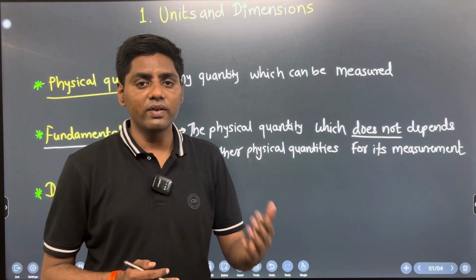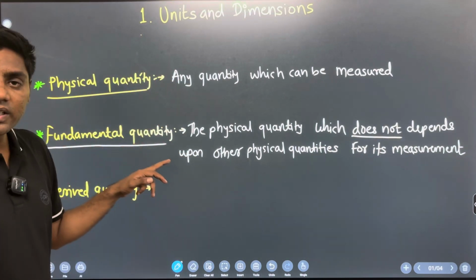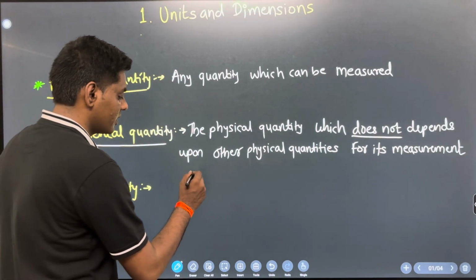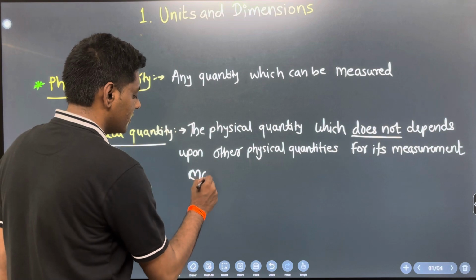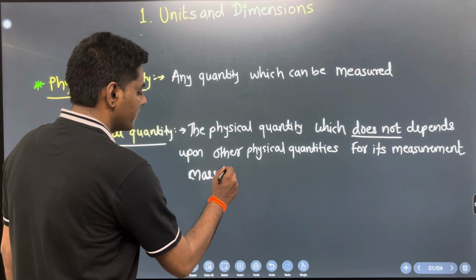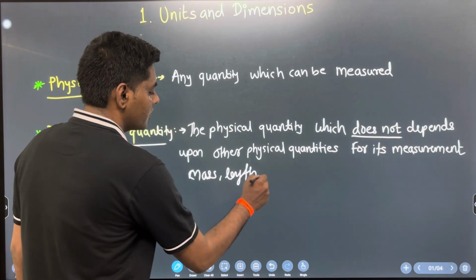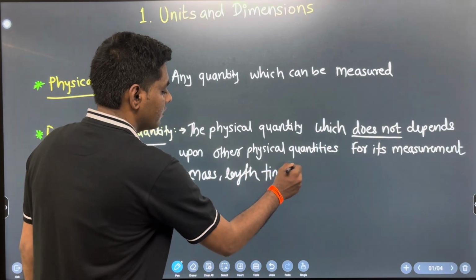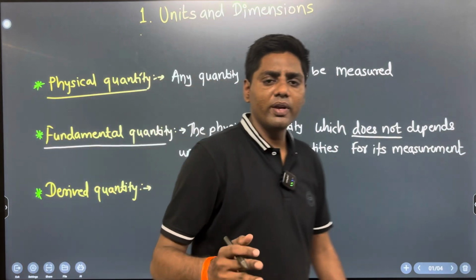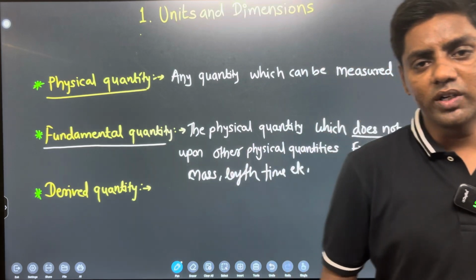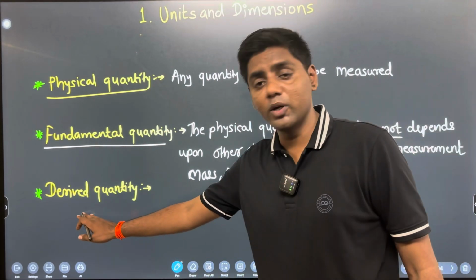Remember there are 7 fundamental quantities. So what are the examples? We consider the examples: mass, length, time, etc. These are some examples of fundamental quantities. Next we go for what are the derived quantities.